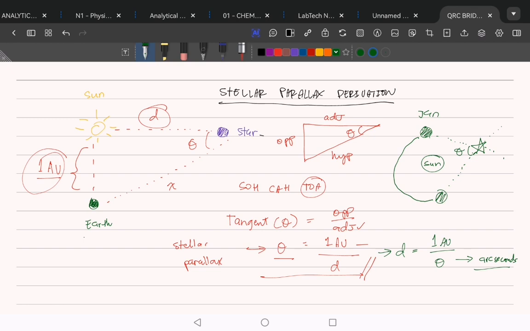And stellar parallax can only be used for stars that are near to the Earth. Okay, hindi siya pwedeng gamitin para sa mga stars na sobrang layo because, again, remember, the farther an object is, the lower its stellar parallax angle that it can form. Okay, so kumbaga na lang siya para sa mga near stars dito sa Earth. Okay, so now you can use this equation to solve for the distance.